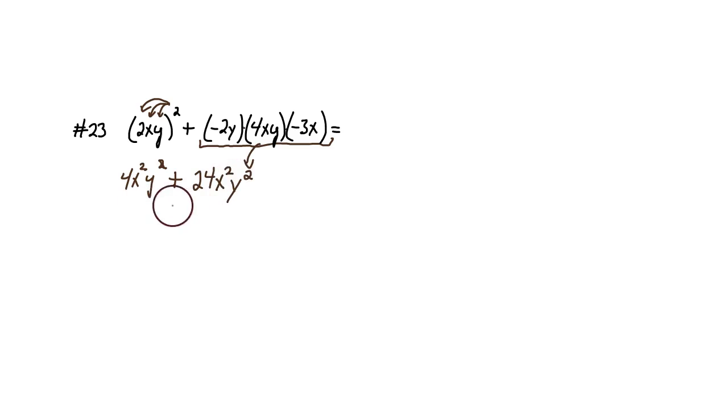These are like terms because the variable names are x squared y squared and x squared y squared. They match, so we can combine them together. 4 plus 24 is 28 x squared y squared.